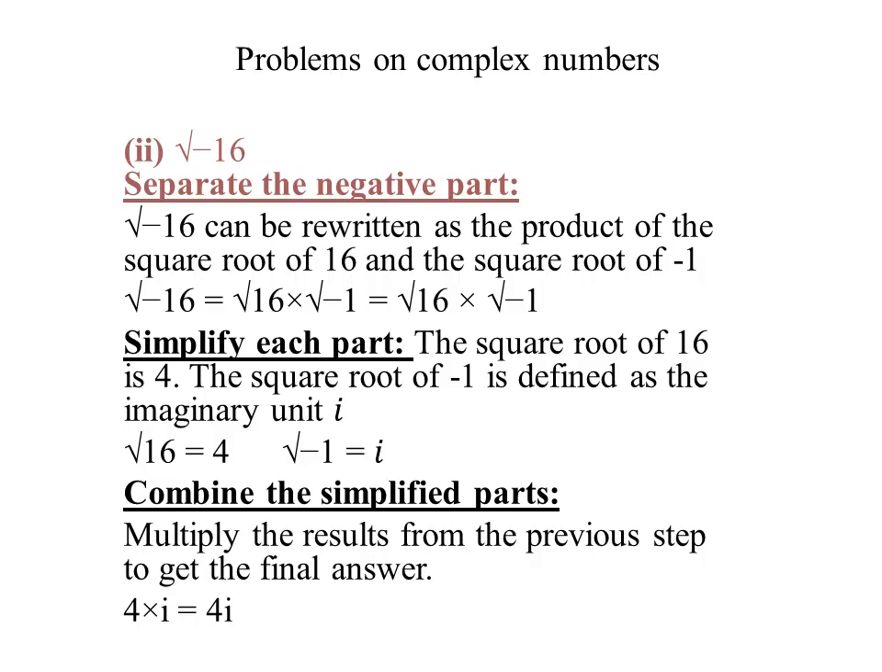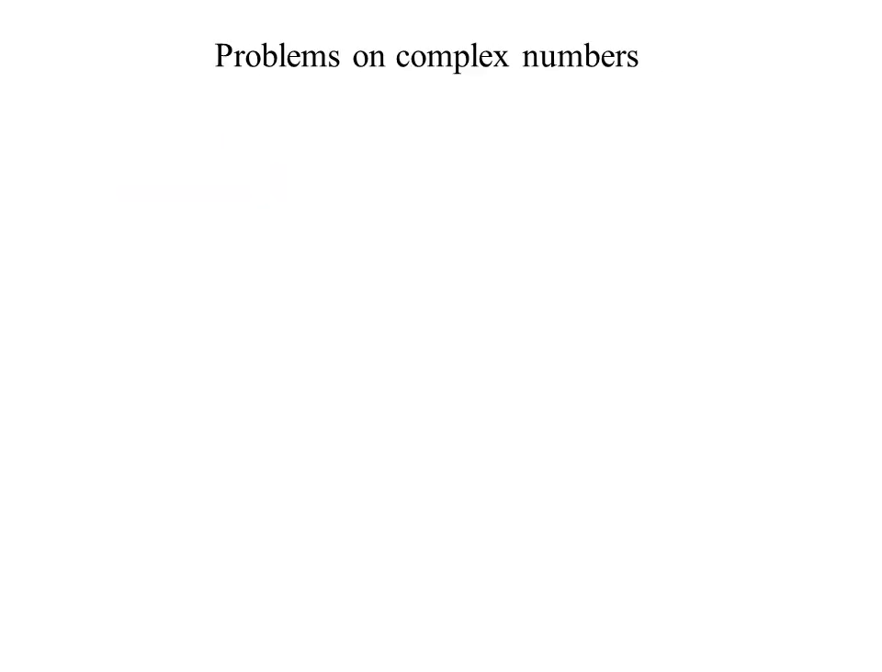After this, we combine the simplified parts. In this, we multiply the results from the previous steps to get the final answer, that is 4 into i, that is equal to 4i. This is the conclusion of this problem.